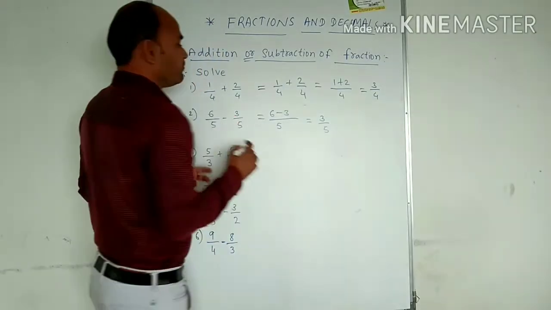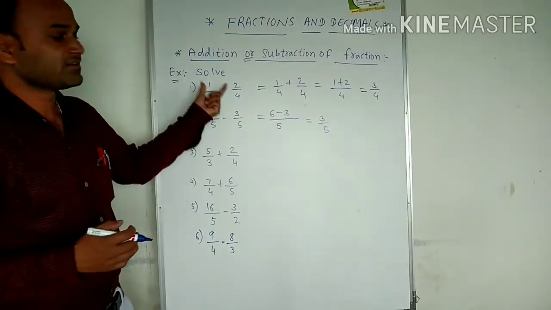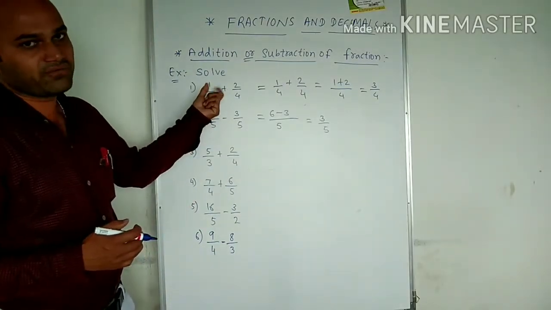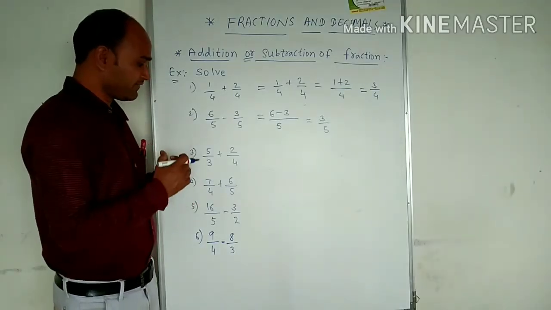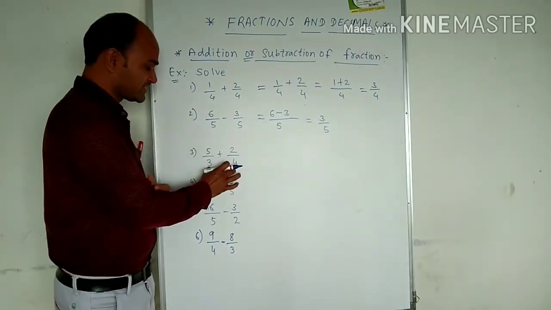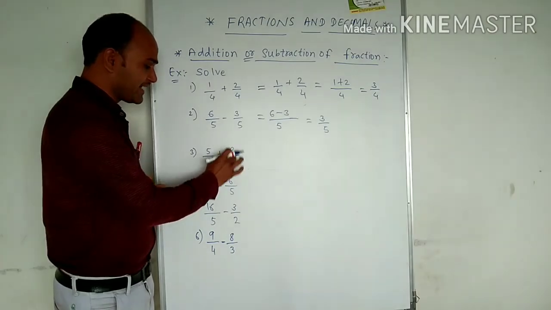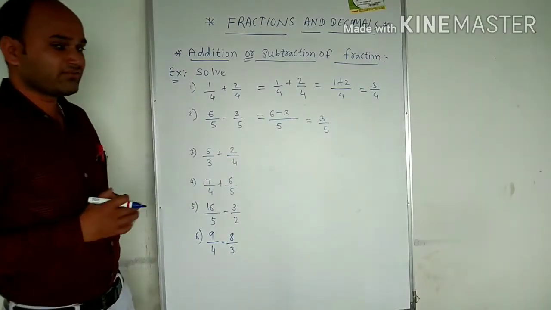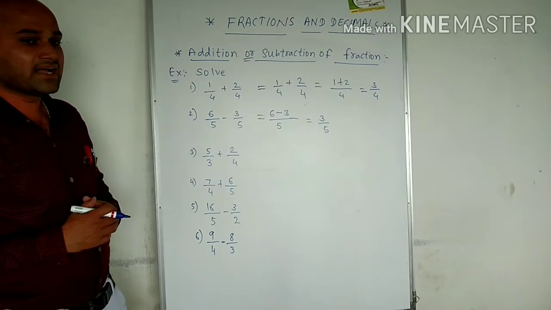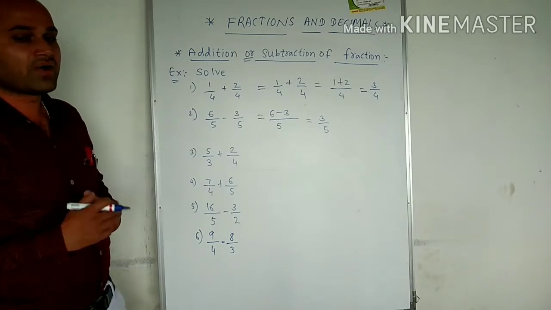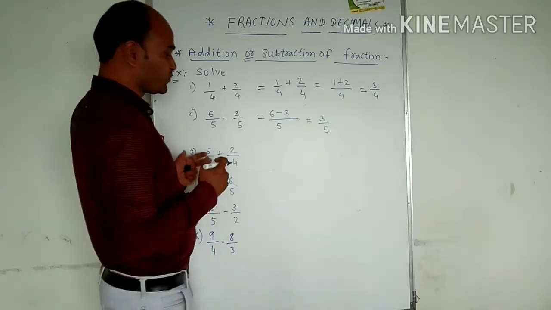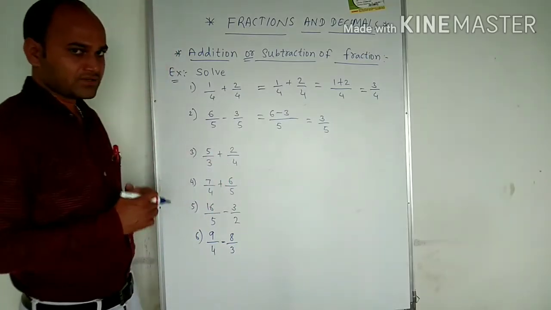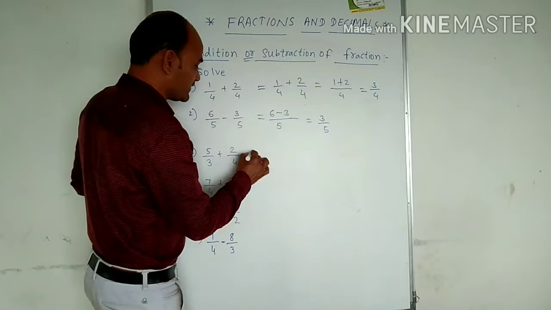So in this way we write when the denominator is the same for both fractions. You can directly add or subtract. If the denominators are different, for example here the denominator is 3 and here it is 4, then firstly we have to find the LCM of 3 and 4. The LCM of 3 and 4 is 12.